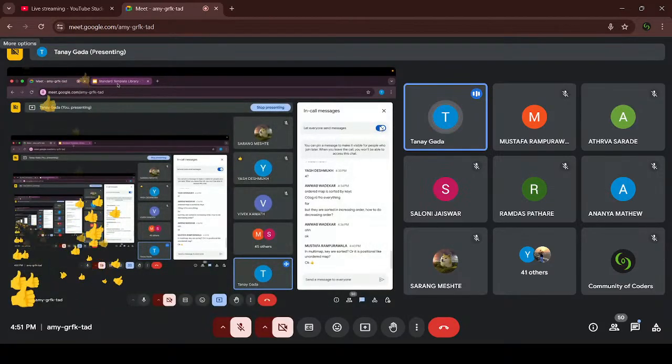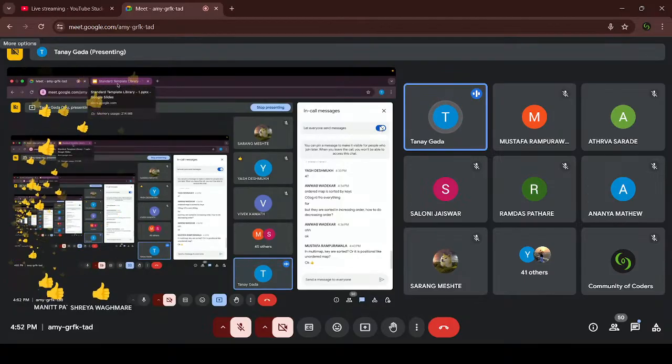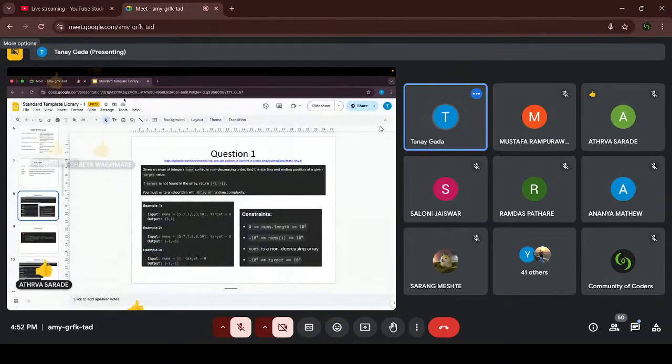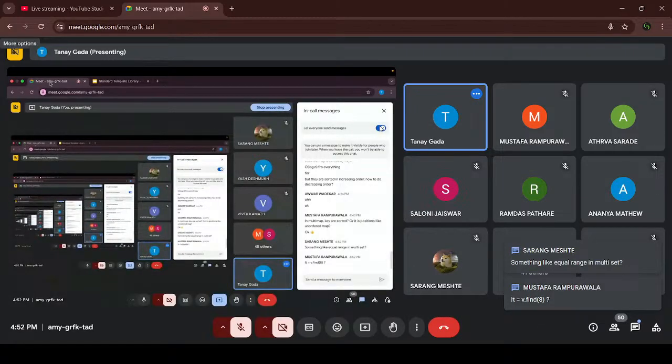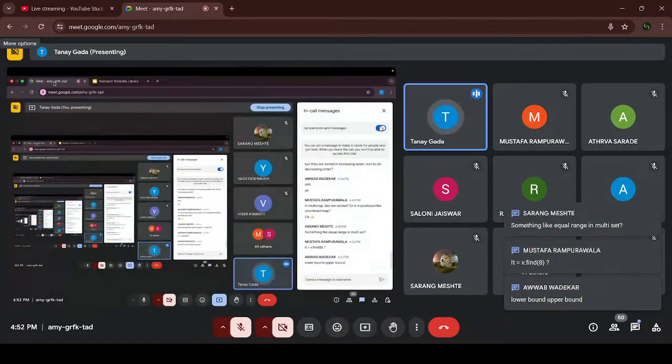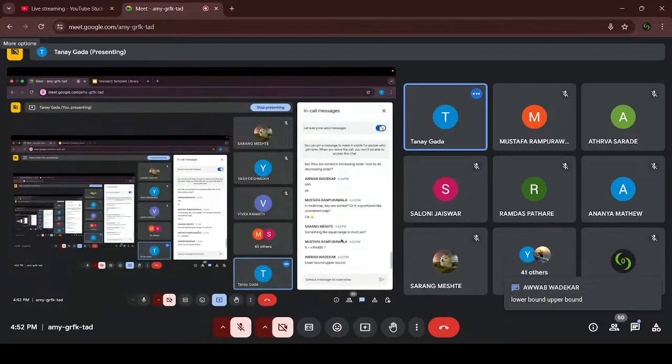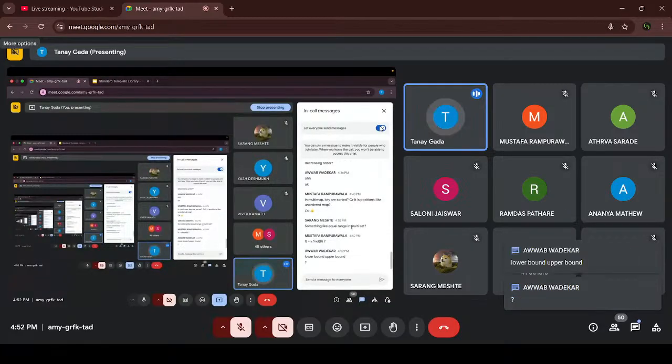So what concept would we be using here? Whatever we have learned so far, what would we be using here? What would be the intended solution? v.find, lower bound, upper bound, something like equal range in multiset, equal range. Yeah.